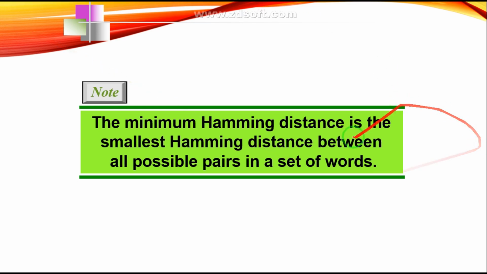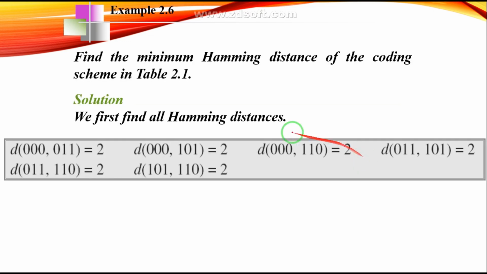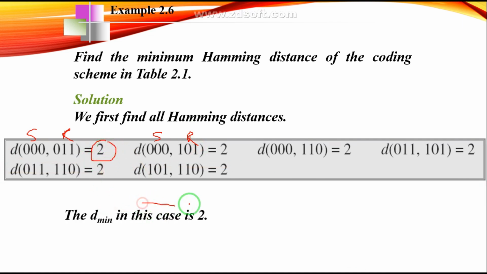The minimum Hamming distance is the smallest Hamming distance between all possible pairs in a set of code words. So let's understand with this example. By referring to table 2.1, guys, you can find this is a sent and this is a received code word. Similarly, this is the sent and this is the received code word. In all the pairs of these code words, you can find that 2 is the Hamming distance. So what is the minimum Hamming distance? It is 2, because everywhere it is 2, so there is no variation here.